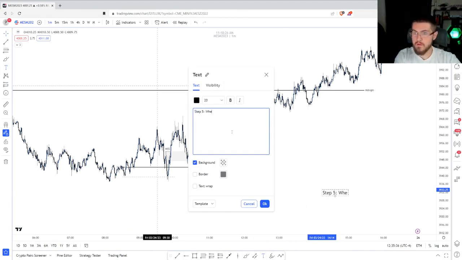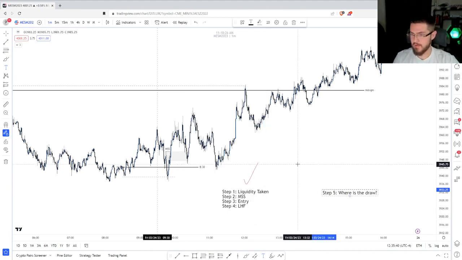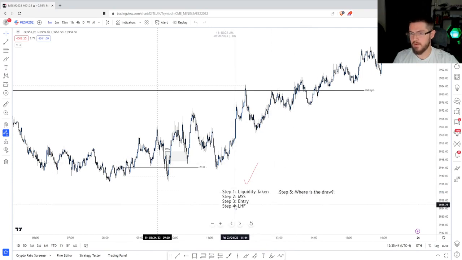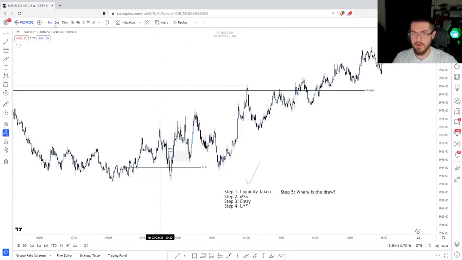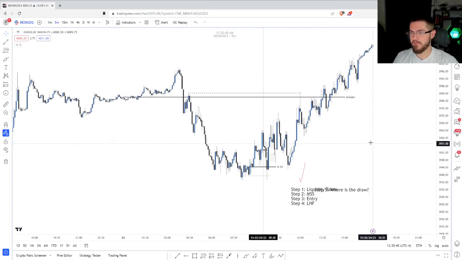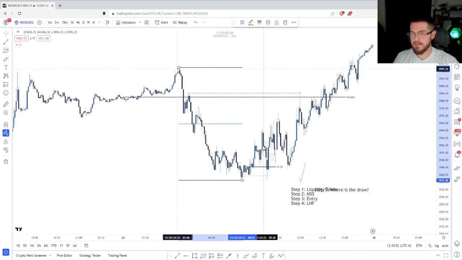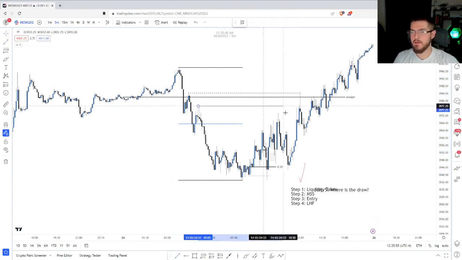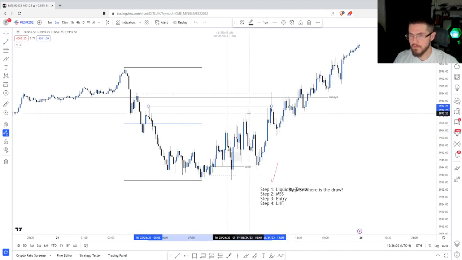Where is the draw? So again, where is the actual draw on liquidity? Because remember, the low-hanging fruit and the draw on liquidity are not the same thing. The low-hanging fruit is just that first little area, because you can look at just the 5-minute. Even if we're not looking at that as the target, we're still going to be looking at this right here, which was that low-hanging fruit, as our draw on liquidity.